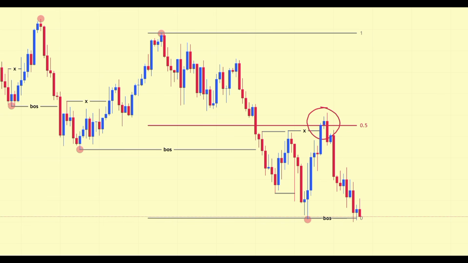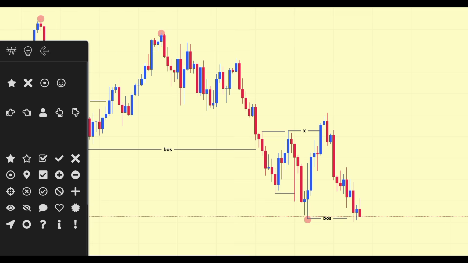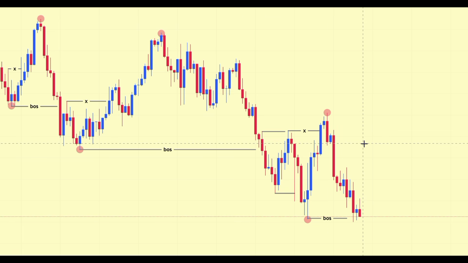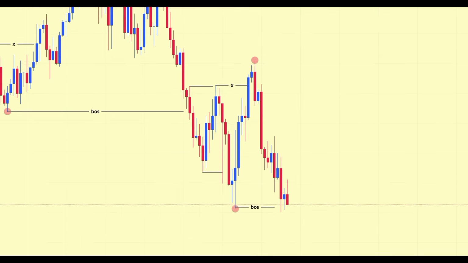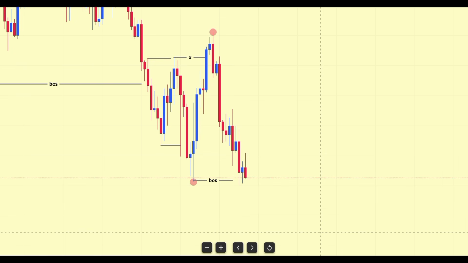So this means that that is a strong break of structure, and we can confirm that this one here is a swing point high. So exactly right there, that becomes a swing point high. And yeah, so now we are currently in a new trading range. So exactly right there, we are currently in a new trading range.